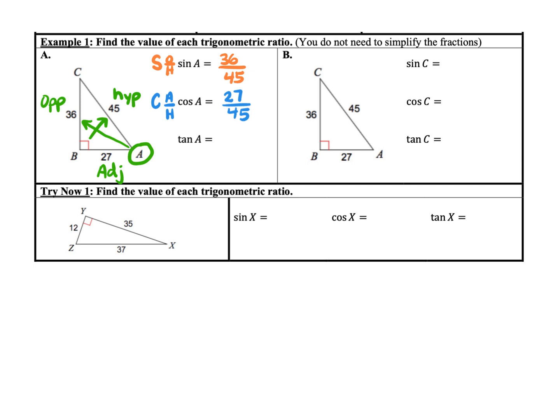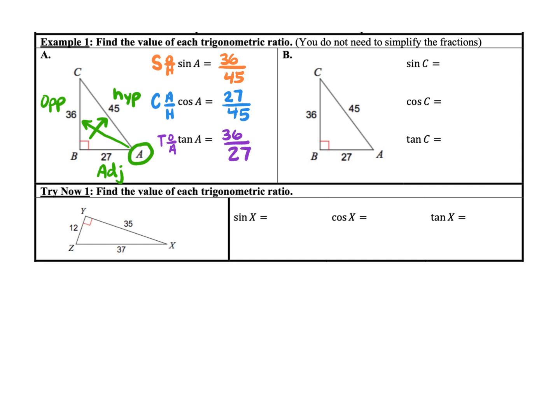And now lastly here, we have the tangent ratio. And the tangent ratio is the TOA of SOHCAHTOA. So I have O over A. Opposite is 36, and adjacent is 27. So that is tangent of A, 36 over 27.